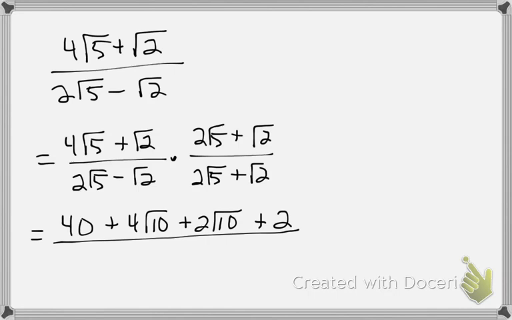And on the bottom, that's going to be 20 minus 2. The 2 squares up to 4. The square root of 5 just squares to 5. 4 times 5 is 20. The square root of 2 squares to 2. Is everybody okay with that? We were practicing each of these individually. Now we're just doing it 2-for-1 special in each question.